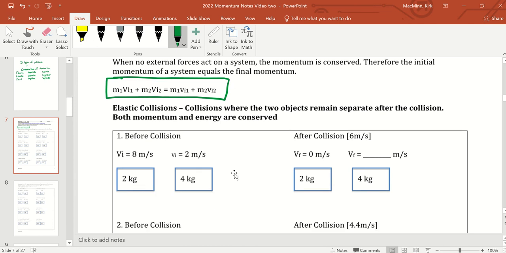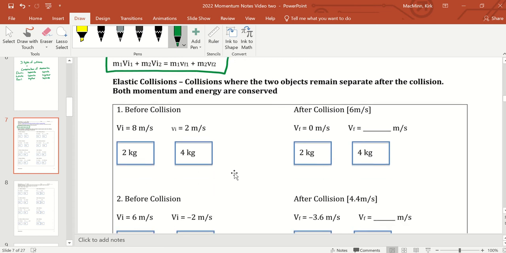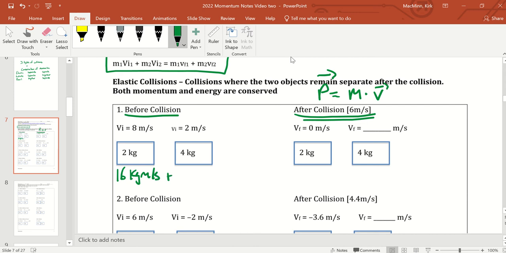Now you'll see the left-hand side is before the collision. The right-hand side is after the collision. So the law of conservation of momentum says that the total momentum before the collision has to equal the total momentum after the collision. You'll recall that momentum is the product of mass and velocity. So if I want to find the momentum of this 2 kilogram object, I have to multiply its mass times its velocity. So 2 times 8 is 16 kilogram meters per second, plus 4 times 2 is 8 kilogram meters per second.